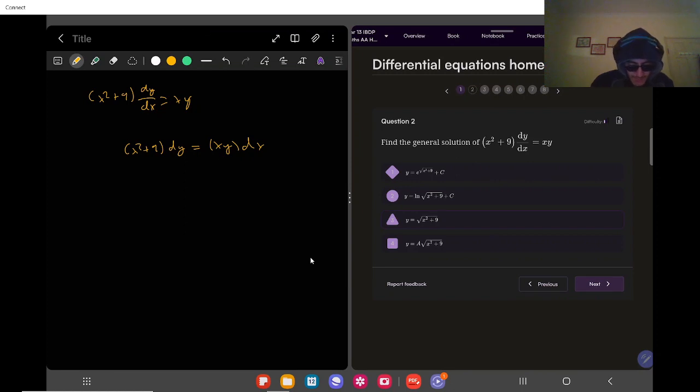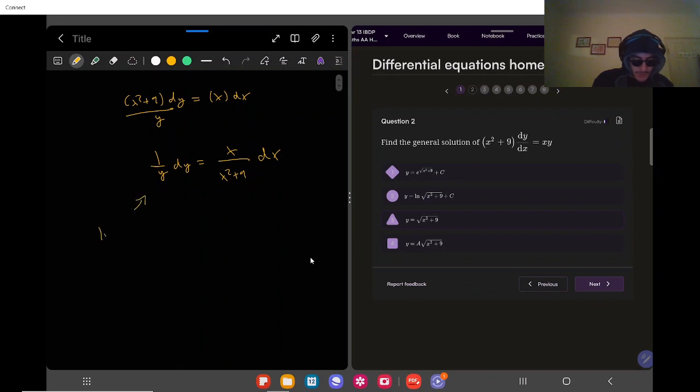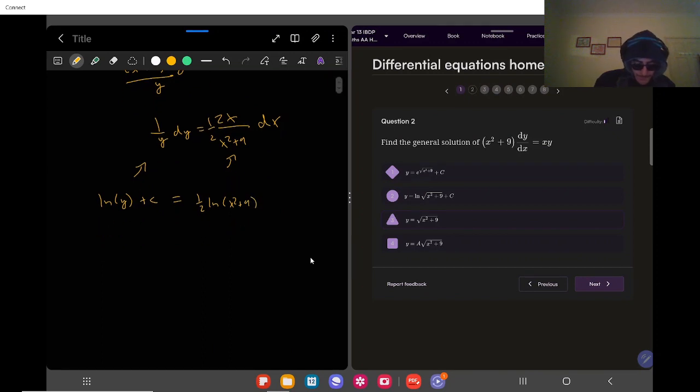Now maybe I get the y on the other side, so divide by y, and divide by x squared plus 9 on both sides. So 1 over y dy equals x over x squared plus 9 dx. Notice this is just ln y plus c. For this one, reverse chain rule: you look at the derivative of the bottom, it's 2x. We want a 2 here, so times half. So we get half ln x squared plus 9. And that's it.